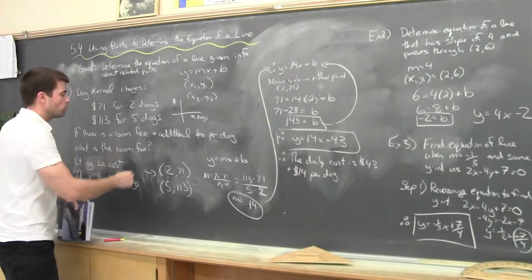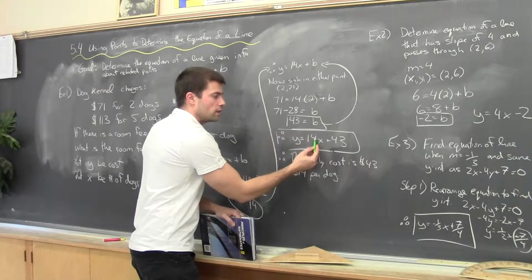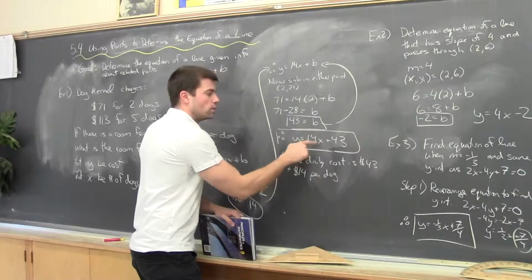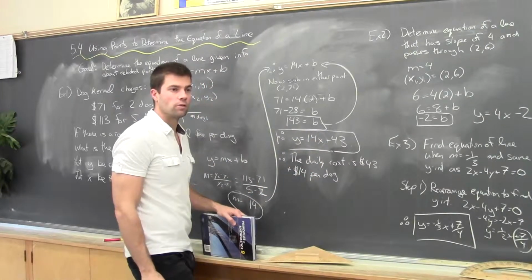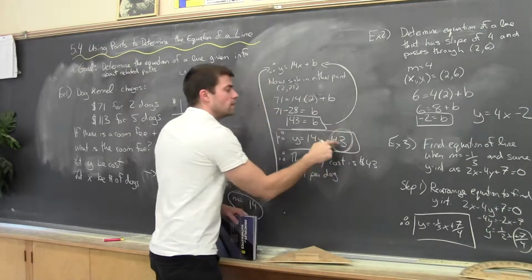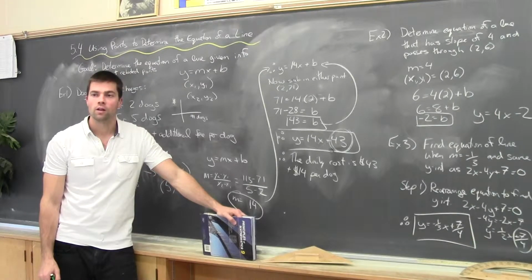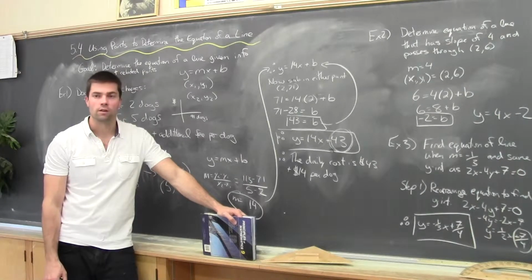It says, what is the room fee? Well, we can see that this is a changing rate, right? This cost changes with the number of dogs. We know x is the number of dogs. So we can very clearly see, I hope most of you can see, that that's going to be their flat room fee, $43. There's a little bit of intuitiveness there to figure that out.